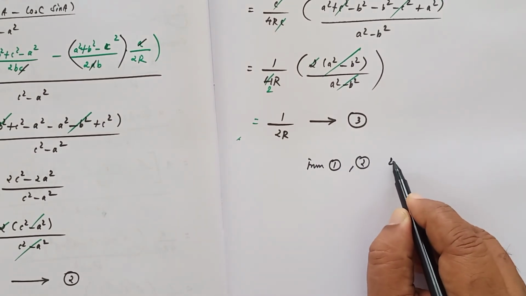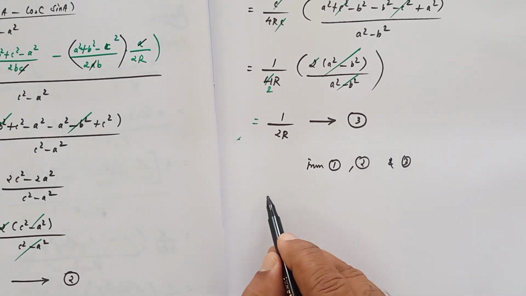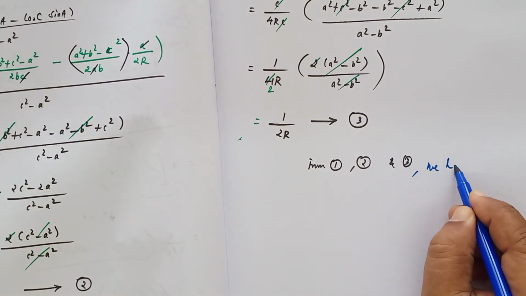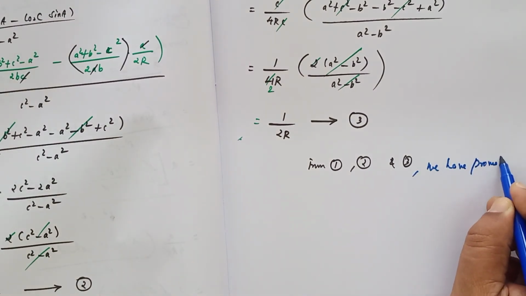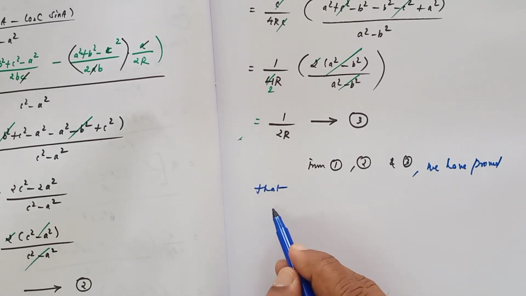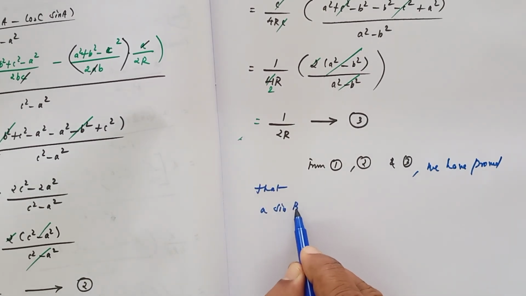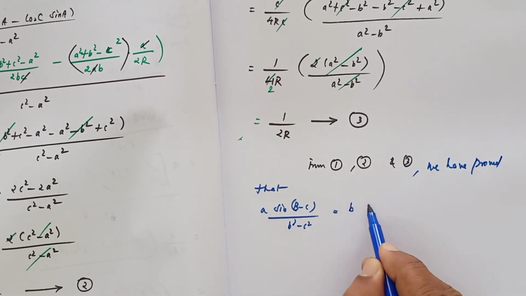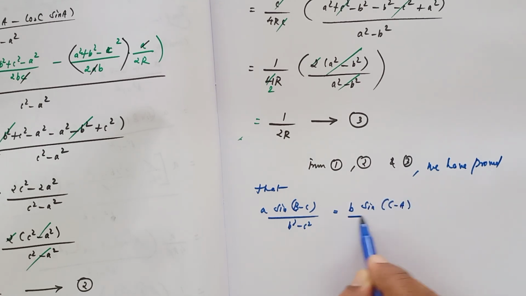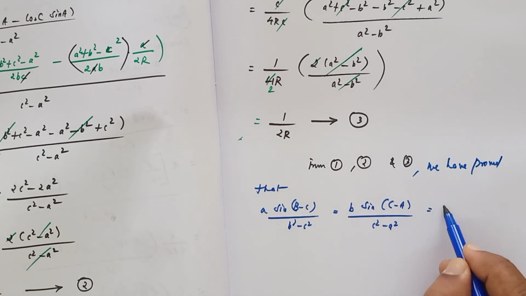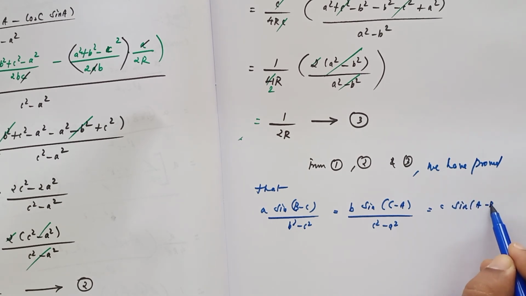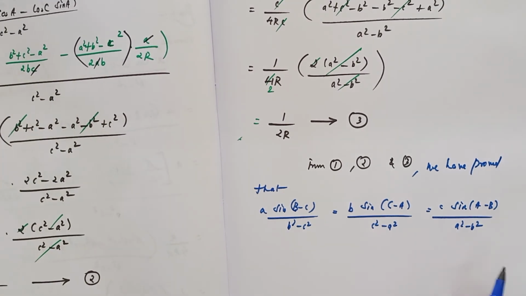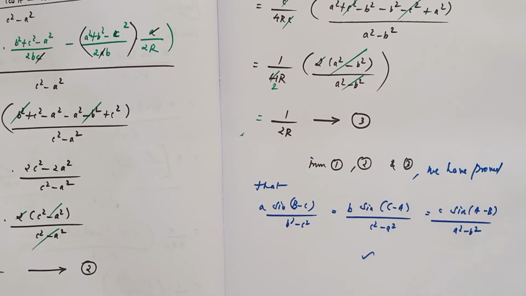From 1, 2 and 3 we have proved the result. We have proved that A into sine of B minus C divided by B squared minus C squared, that is equal to B into sine of C minus A divided by C squared minus A squared, that is equal to C into sine of A minus B divided by A squared minus B squared. Hence proved.